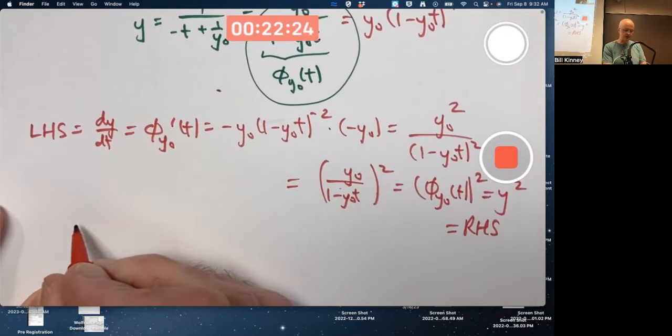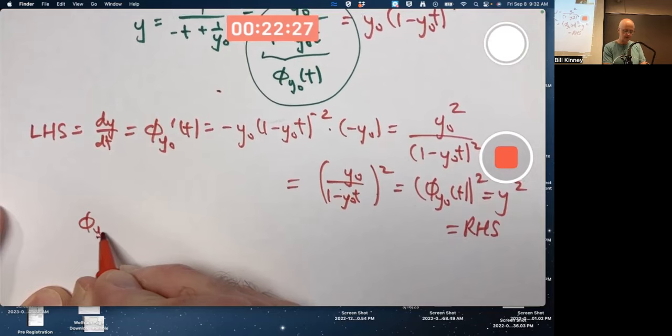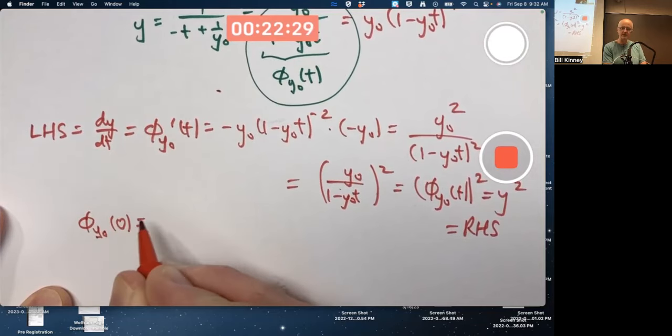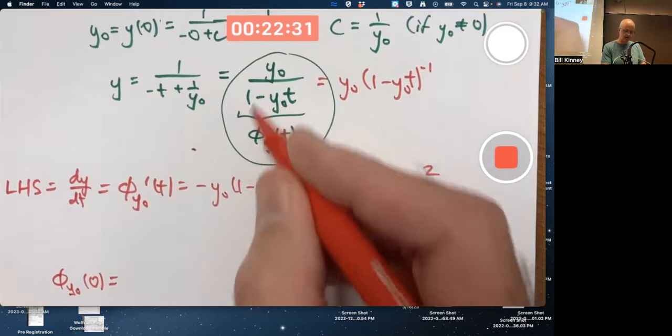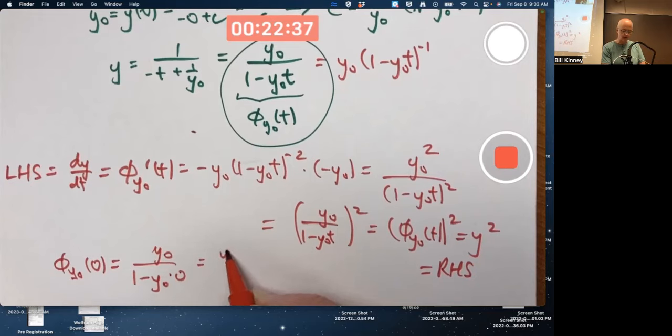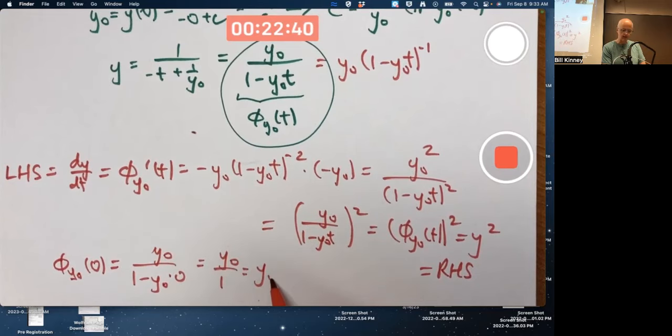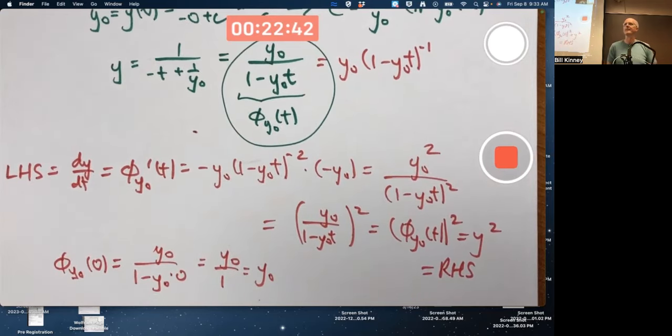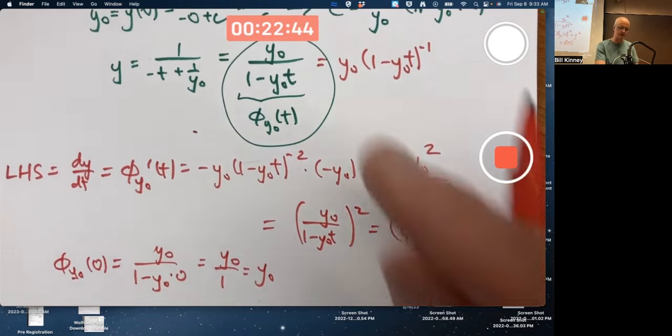As far as the initial condition, plug in t equals 0 into that formula there. You're going to get y naught over 1 minus y naught times 0. But that is y naught over 1, which is y naught. I plugged it in up there.